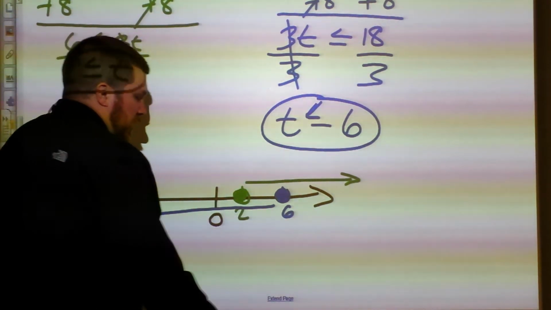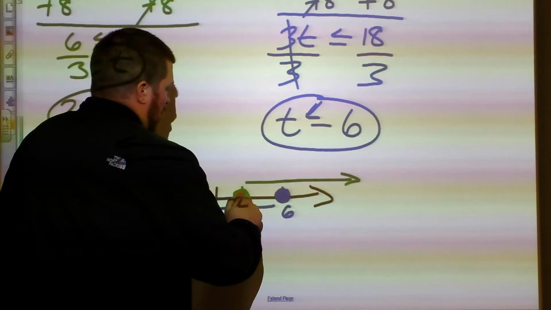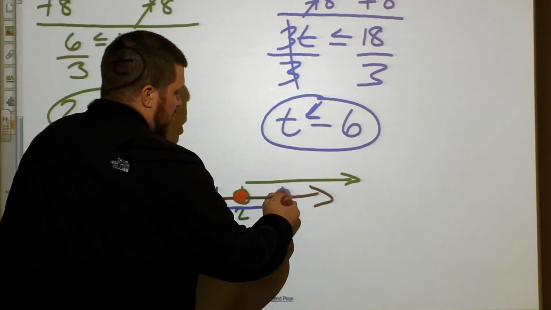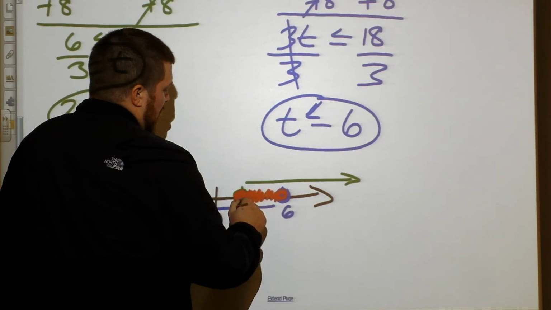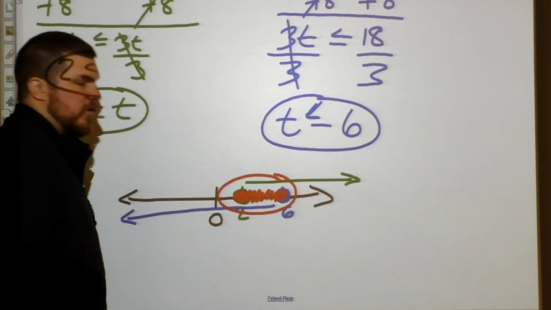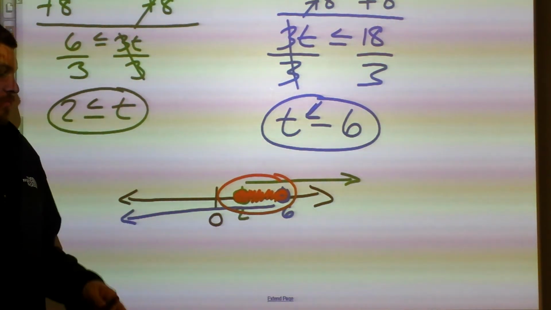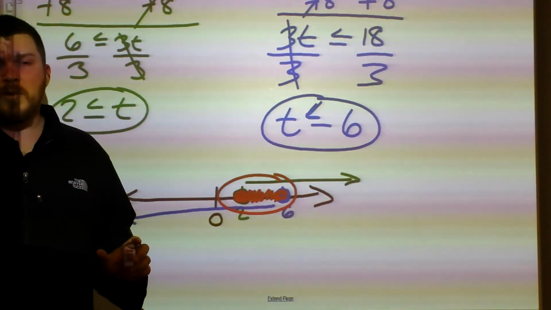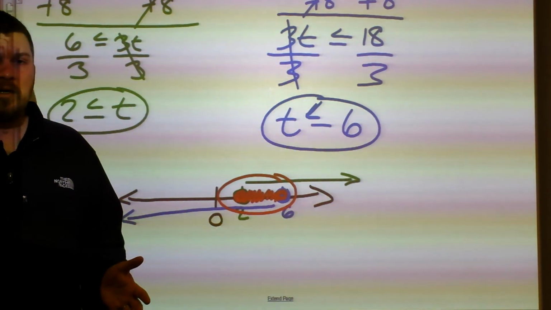Now for my final answer, which I'm going to do in red, all I care about is where this overlap is. And the overlap is between 2 and 6. So that piece of the graph is my final answer. And that's pretty much it for compound inequalities. The key is to split them up into two separate inequalities and solve them each individually. And take your time. That's it.